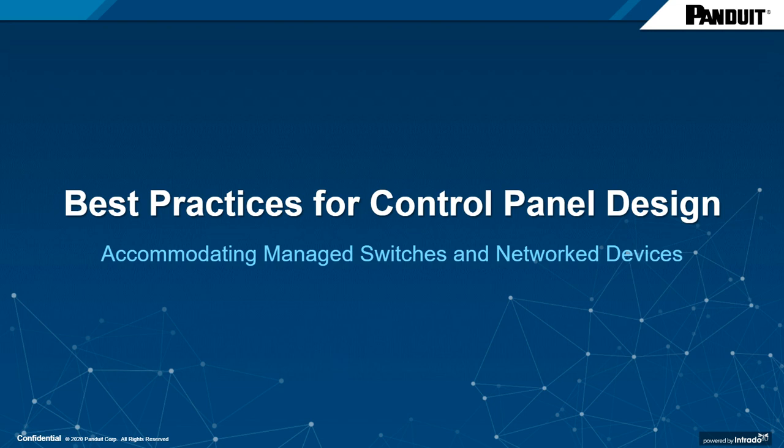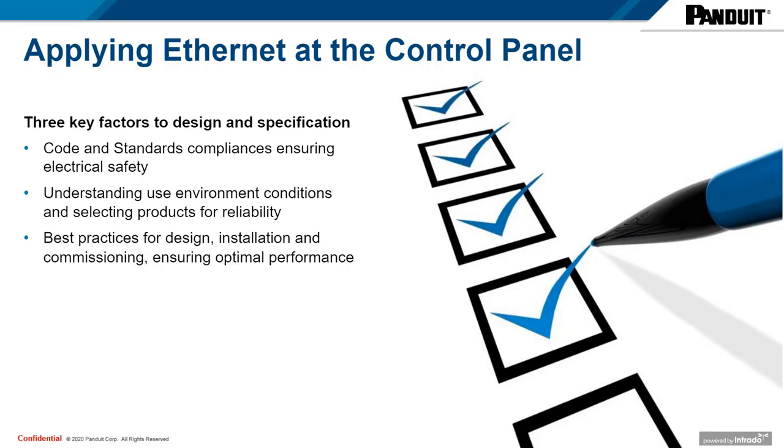And this is Mike Berg, and I'm going to talk to you about the best practices for control panel design as relates to your Ethernet connections and networked devices. So looking at applying Ethernet at the control panel, there are three real areas of concentration. The first and most primary is electrical safety and planning the wiring and the cabling components accordingly for Ethernet, and that's an area we're going to focus on today.